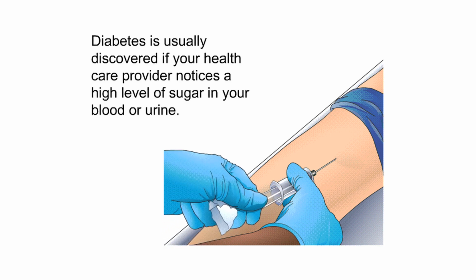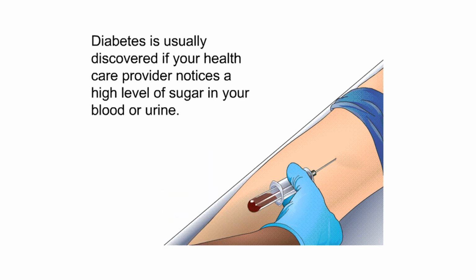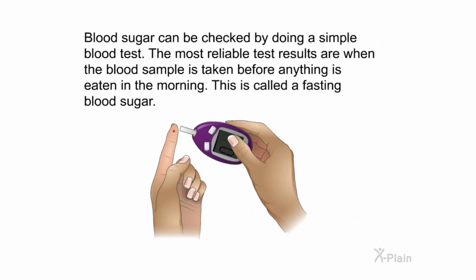Diabetes is usually discovered if your healthcare provider notices a high level of sugar in your blood or urine. Blood sugar can be checked by doing a simple blood test. The most reliable test results are when the blood sample is taken before anything is eaten in the morning. This is called a fasting blood sugar.